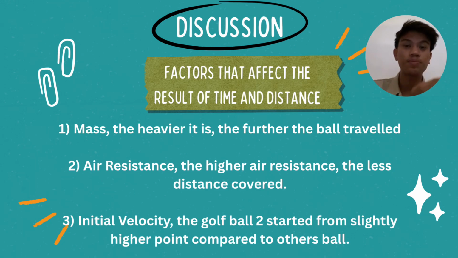First is mass. The heavier it is, the further the ball travels. And second is air resistance. The higher the air resistance, the less distance covered. And number 3 is initial velocity. The golf ball BDJ2 started from a slightly higher point compared to other balls.